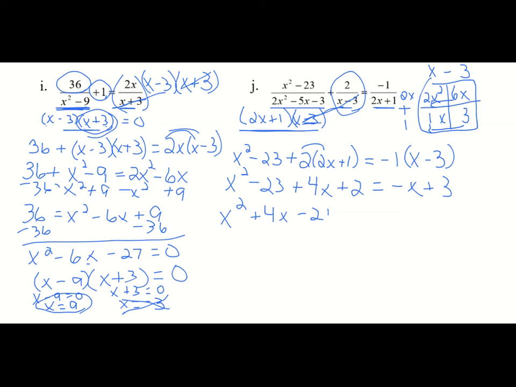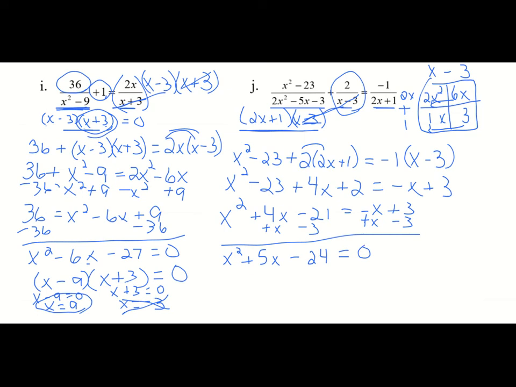And then equals negative x plus 3. And then we're going to add x to both sides and subtract a 3. So my final answer here, when we make it equal to 0, is x squared plus 5x minus 24 equals 0.